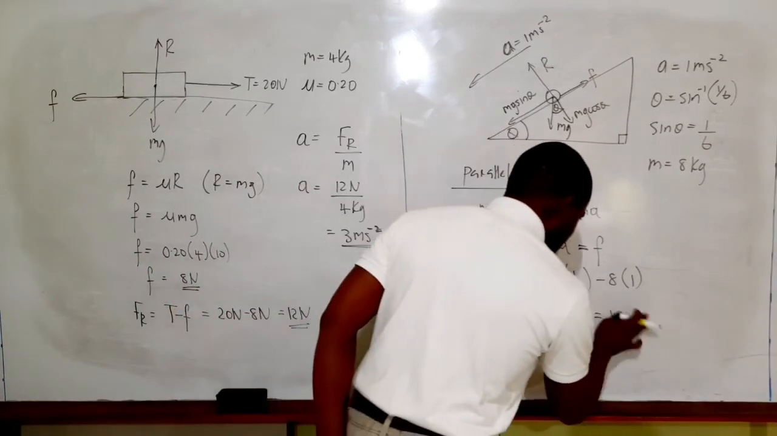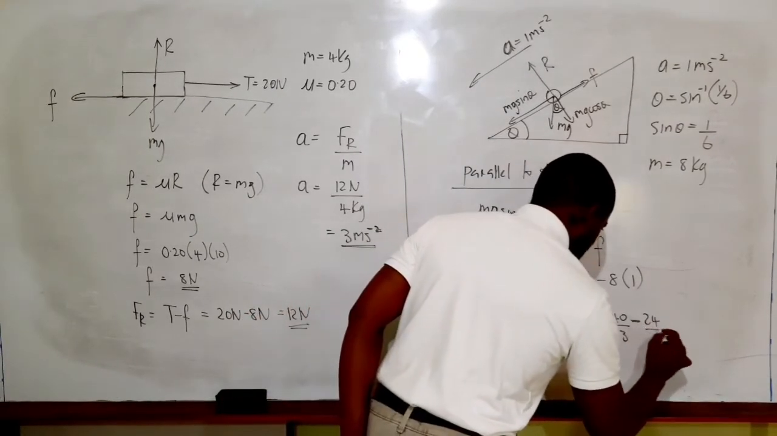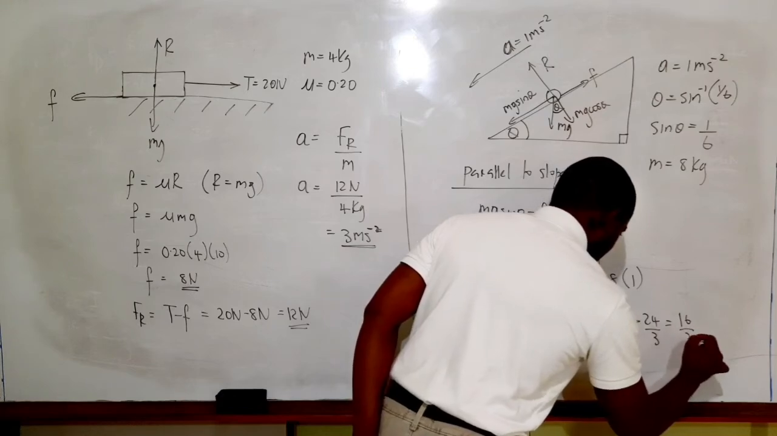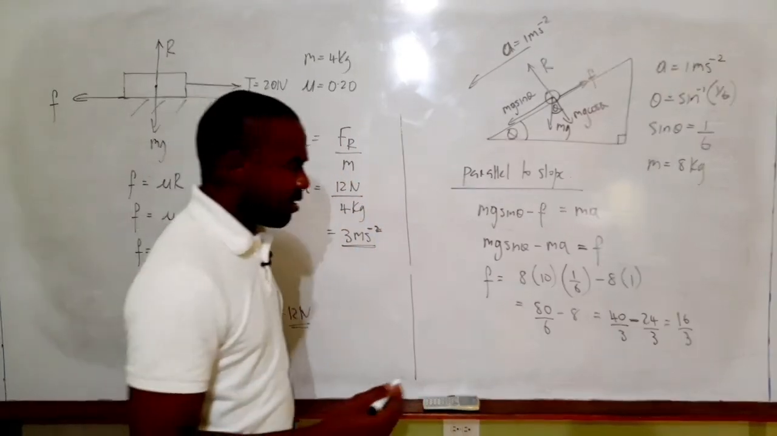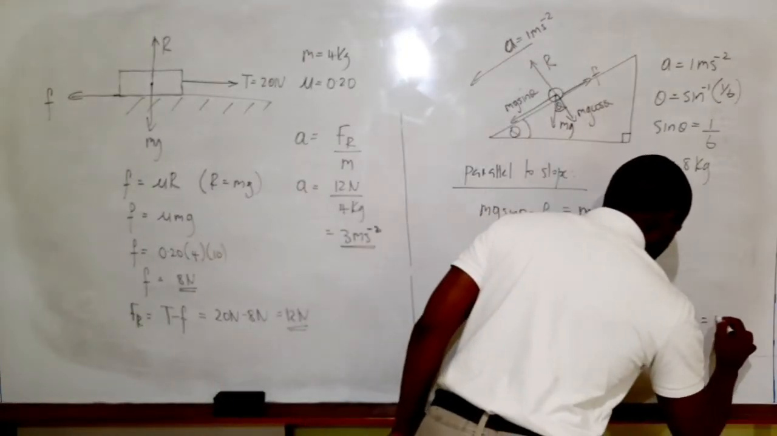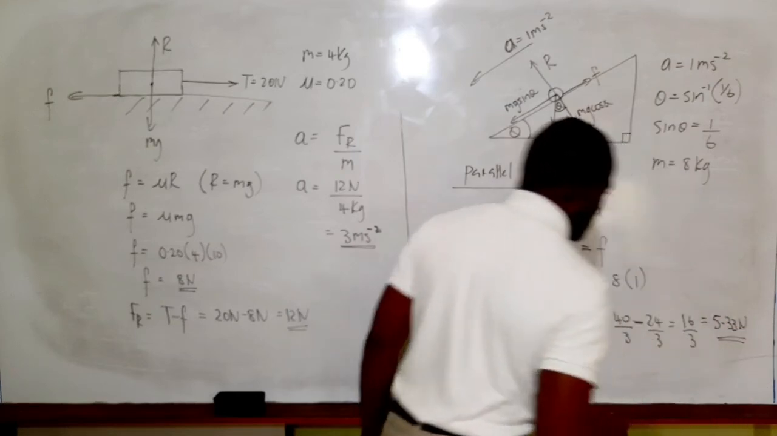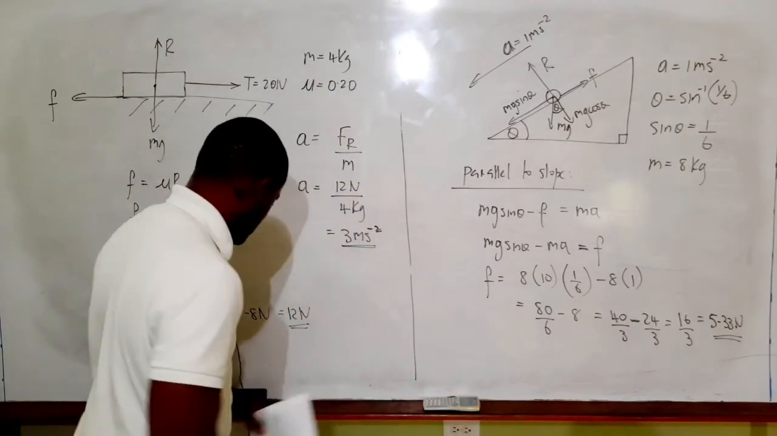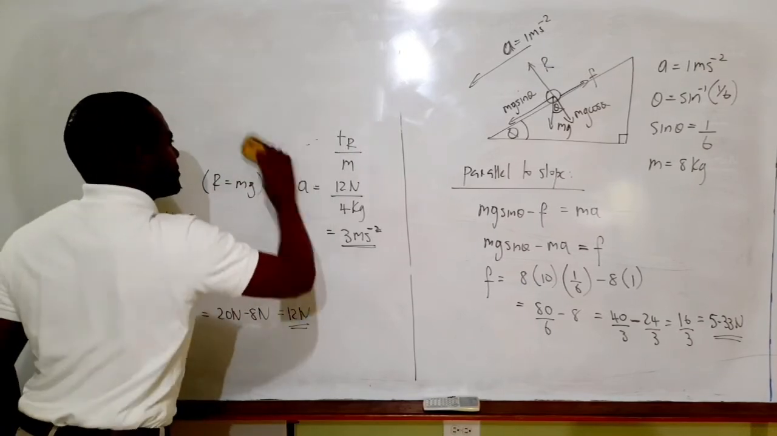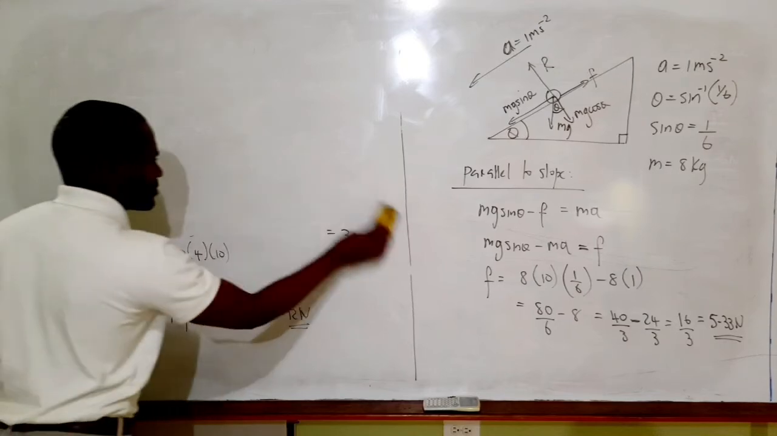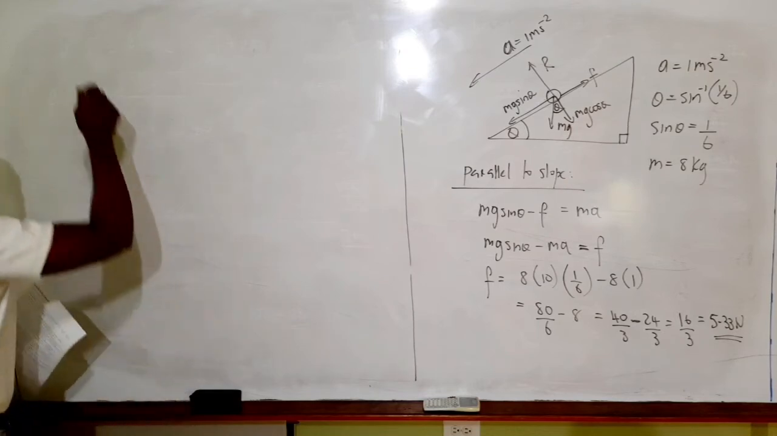Let's just leave it as a fraction for now. 40 over 3 minus 24 over 3. So this gives us 16 over 3. So the coefficient of friction is 16 over 3, sorry, the frictional force is 16 over 3, or approximately 5.33 newtons. So the frictional force F is equal to 5.33 newtons, right? Now we'll proceed to examine the direction perpendicular to the slope.